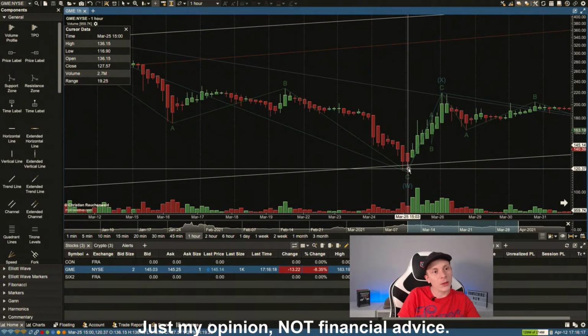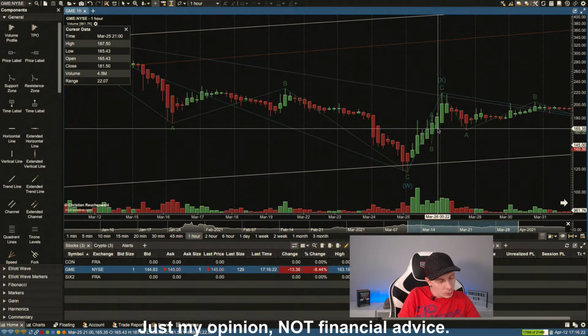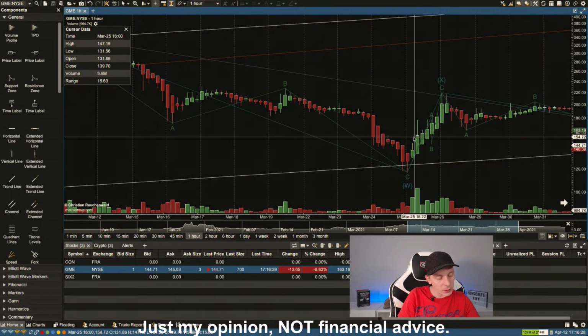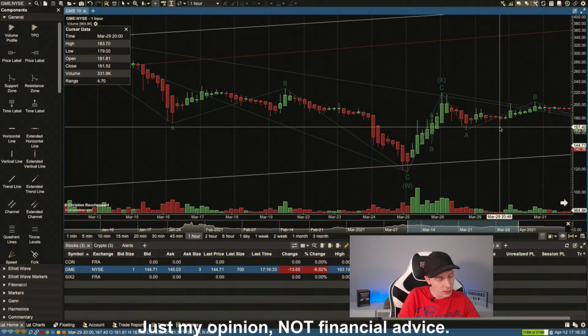Our second corrective pattern would need to be classified as a flat. I'm not sure if we can do that, but technically triple corrective patterns are: flat, flat, triangle; flat, flat, flat; zigzag, flat, triangle; and zigzag, flat, flat.